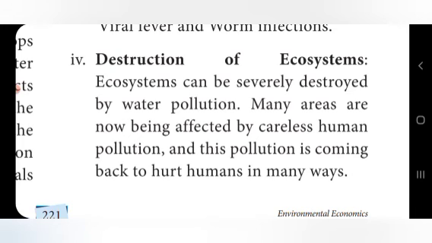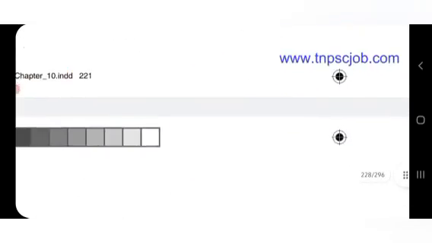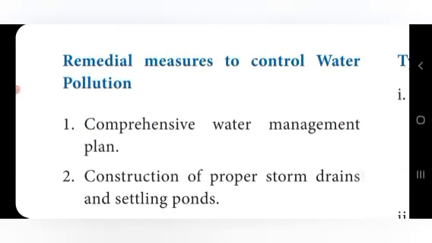Destruction of the ecosystem. The ecosystem also will be destroyed. The ecosystem can be severely destroyed by water pollution. Many areas are now being affected by careless human pollution. This pollution is coming back to hurt humans also, in many ways. We know that it will affect the ecosystem. These are the causes and problems.